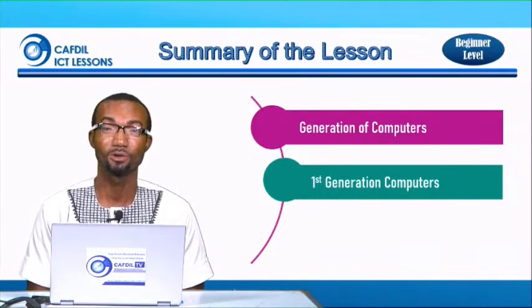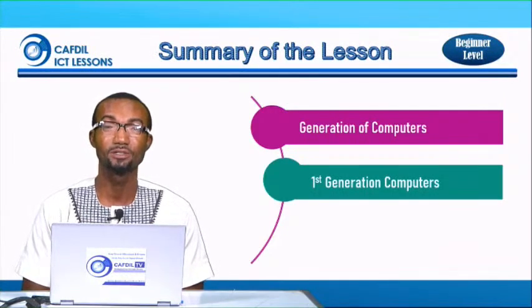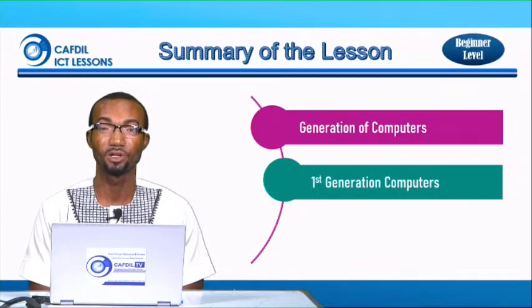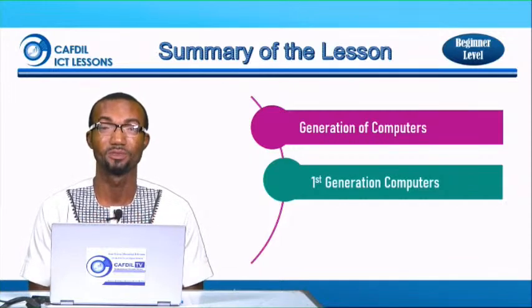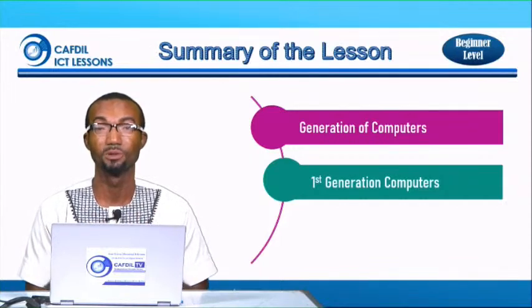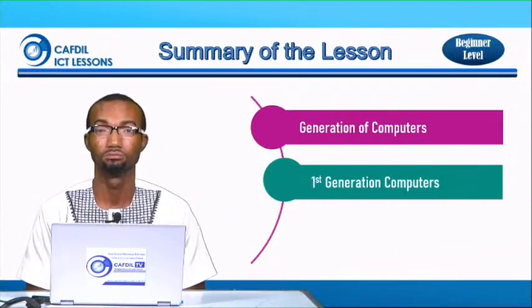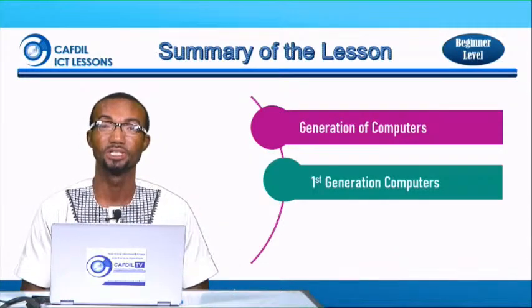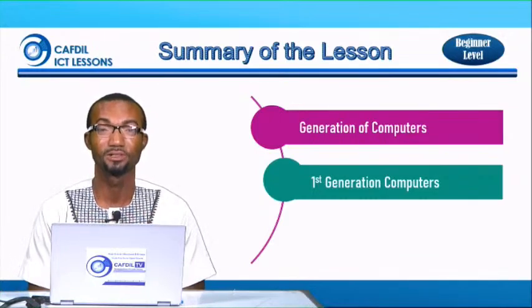So first generation computers came around the 1940s, and we said that they use vacuum tubes for their main electronic components, and they also use magnetic drum for storage. They were huge. They could occupy an entire room. They were very huge. They generated lots of heat, consumed lot of electricity.